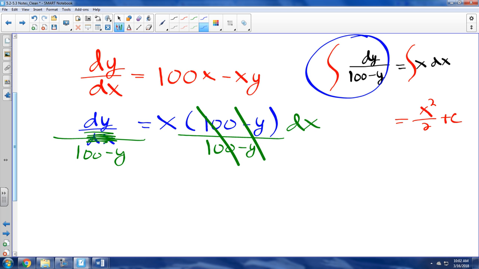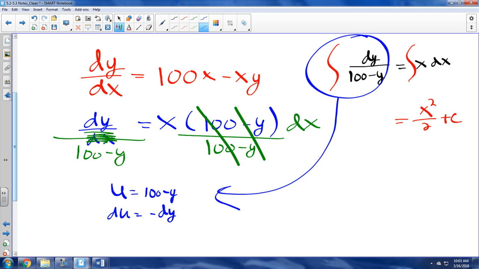We would pick our u to be, let's see here. So let's just take a moment on this. Take some time. Our u will be the bottom, 100 minus y. That makes our du negative dy. And I'll put the negative over here instead. So that's where I'm at right now.